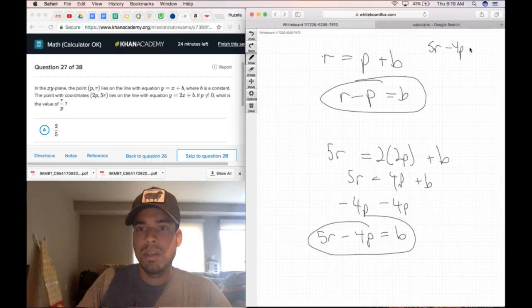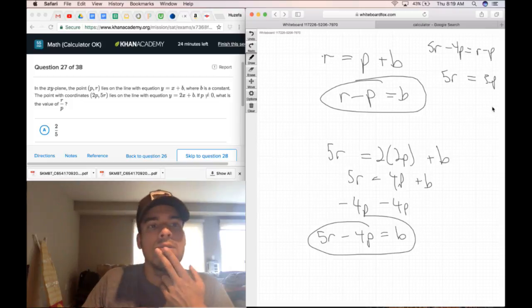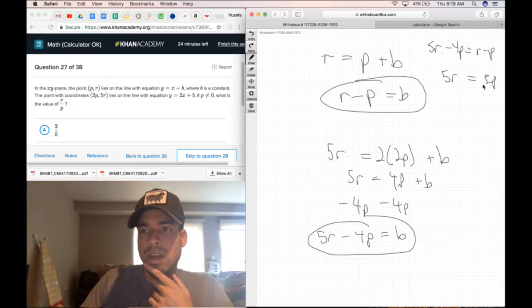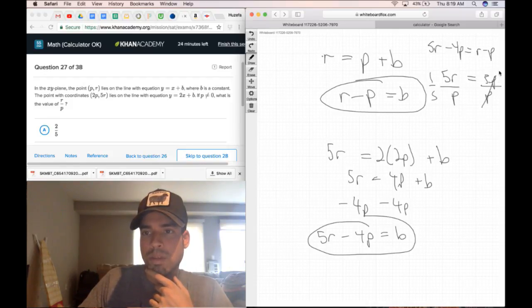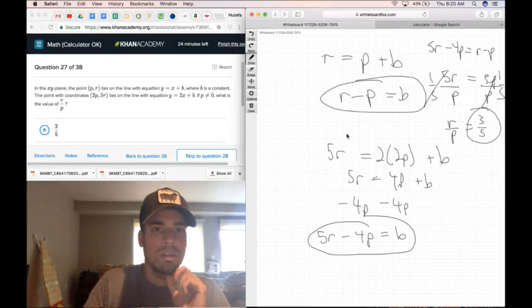5r minus 4p equals, let's see, r minus p. I think I'm doing this right. I hope. 3p equals, I'm adding 4p, subtracting that equals 5r. And we want to get r over p, so I'm going to divide both sides by p, and then I'll multiply by 1/5, that goes away. So r over p equals 3 over 5. I think that's right.